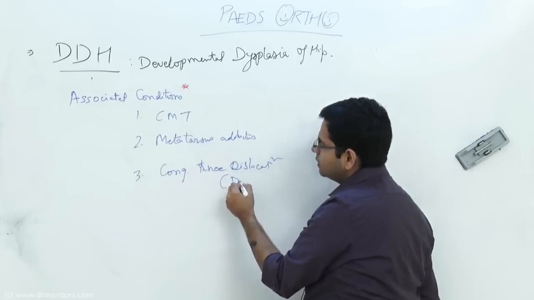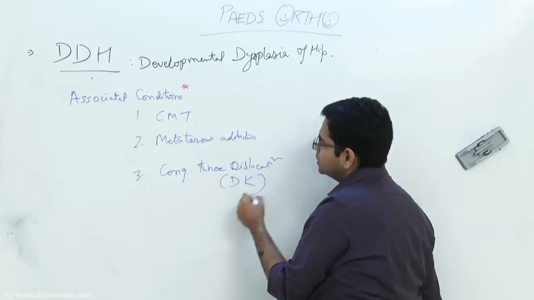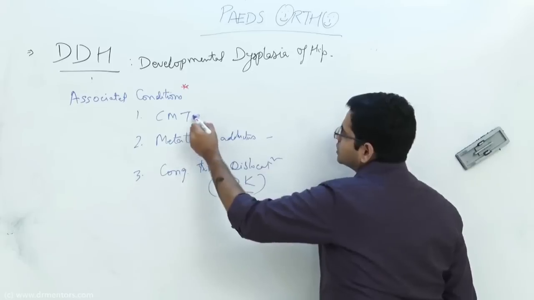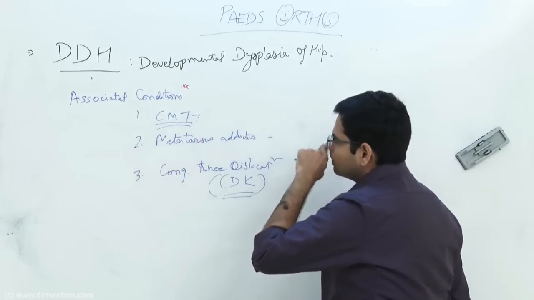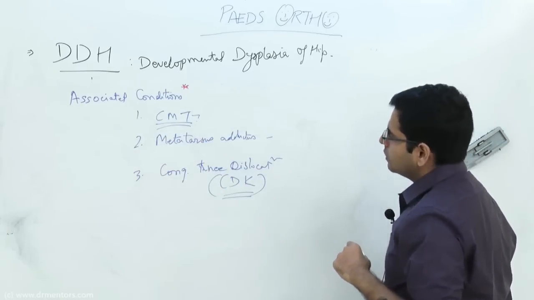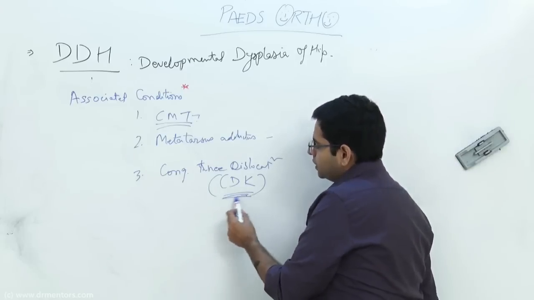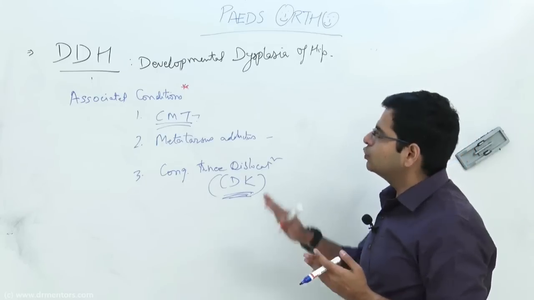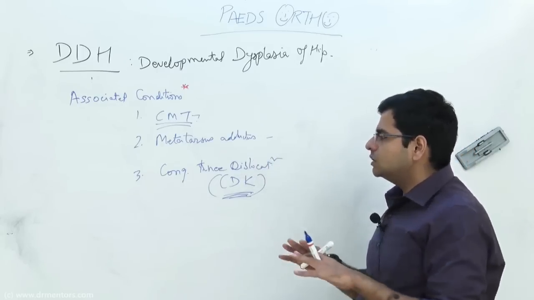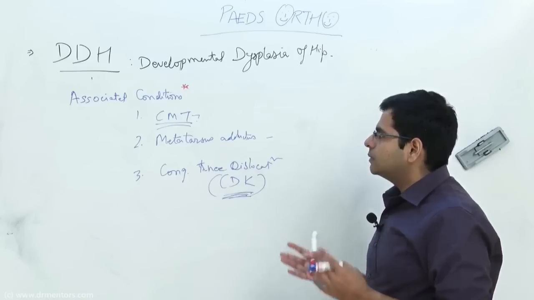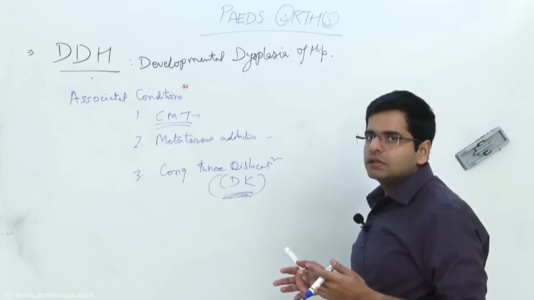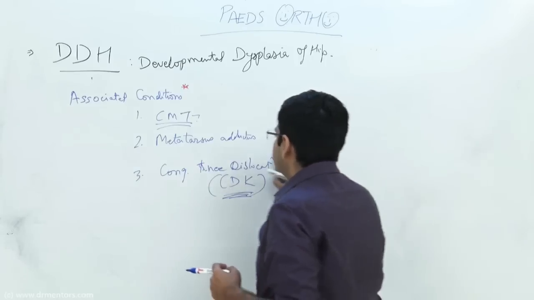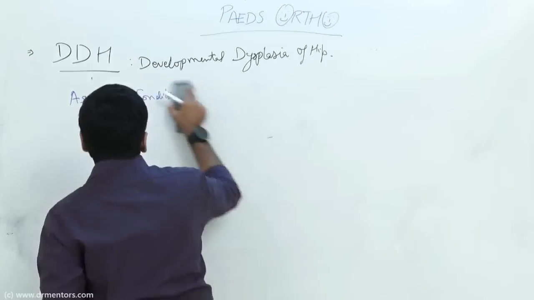In a patient with CDK, congenital dislocation of knee, metatarsus adductus, congenital torticollis, it is always recommended to check for DDH. So you know the high risk factors and the associated conditions. Whenever you find any one of these, you have to screen the patient, with the help of what I will tell you.